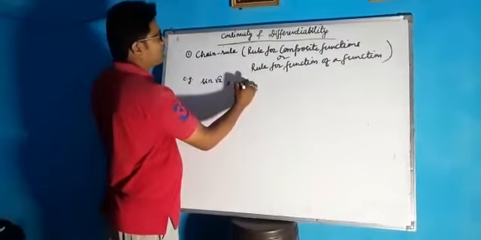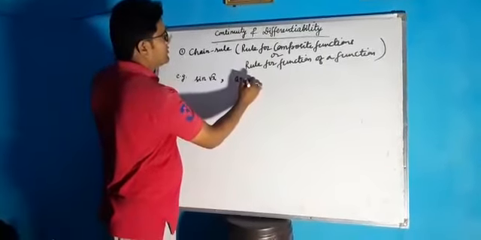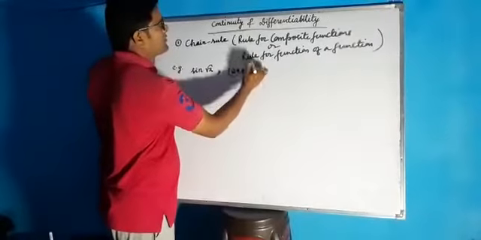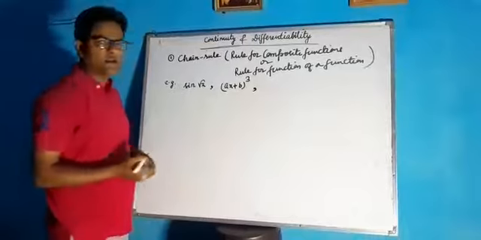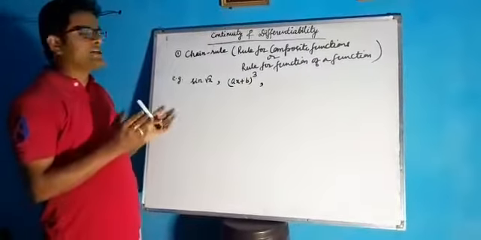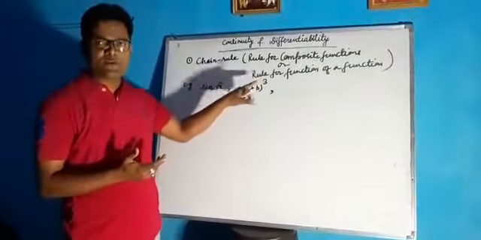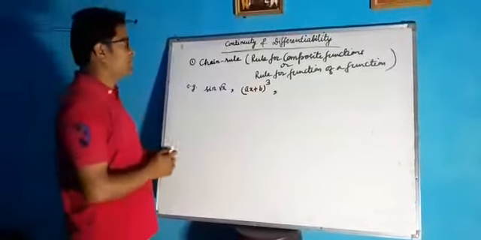Another example, ax plus b to the power 3. If a student simply sees this as a simple formula, they will write directly, according to the x to the power n formula, 3 into ax plus b to the power 2. But it is quite wrong, because ax plus b whole cube is a function of ax plus b, and then ax plus b is a function of x. So we have to think about it.